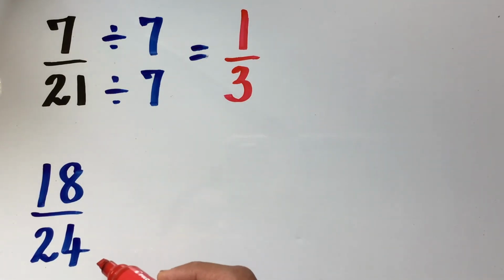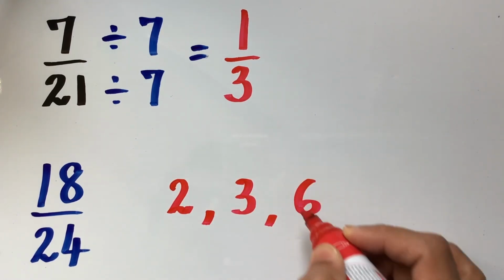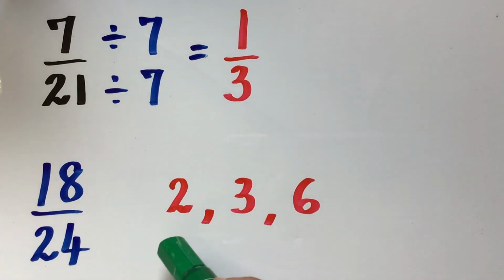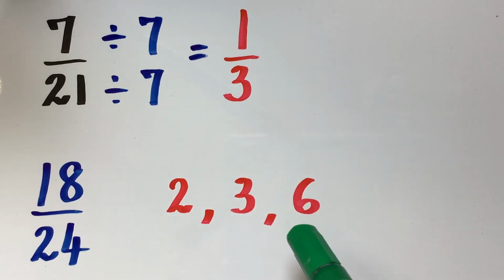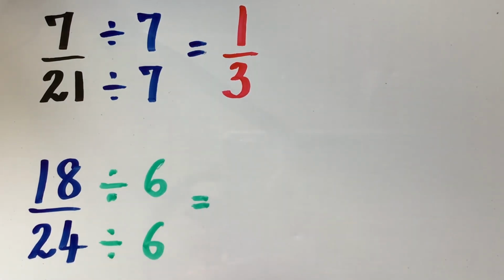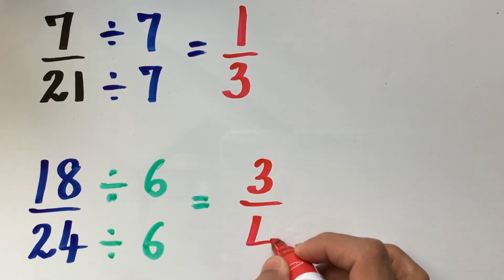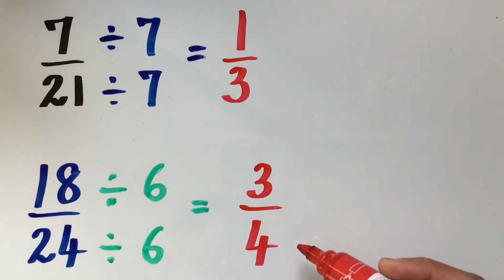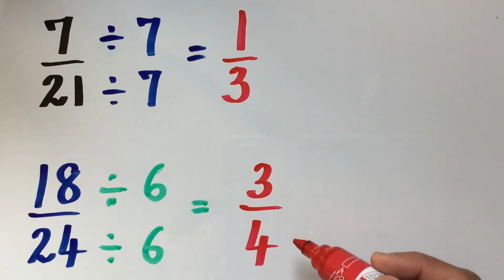In this fraction 18 over 24, apart from 1 as a common factor, they also have 2, 3 and 6 as common factors. Now we could use any of these common factors to divide this fraction. However, if you use the highest common factor, in this case 6, you will arrive at the answer in one step. So if you were to divide this fraction by 6, we get 3 over 4. Again, 3 over 4 is in the lowest term because the only common factor between the numerator and the denominator is 1.